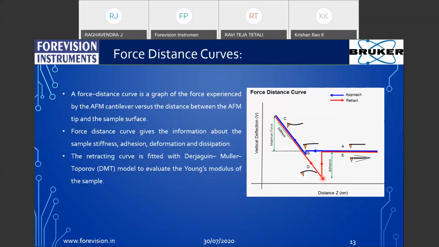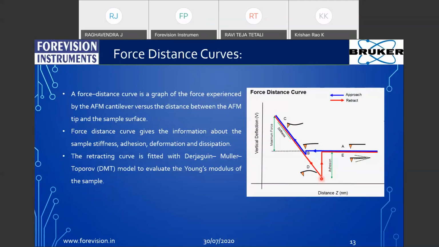This is the lowest point up to which we can withdraw. Then there will be some sticking between the sample and the cantilever, so we need to apply more force to free this one. Then we apply a little more force to free the cantilever from the sample. Then the forces acting on the cantilever are again zero. So this is what is called a force distance curve.